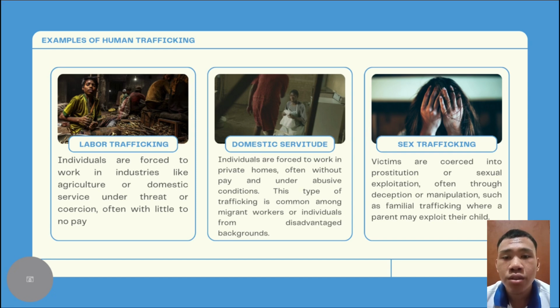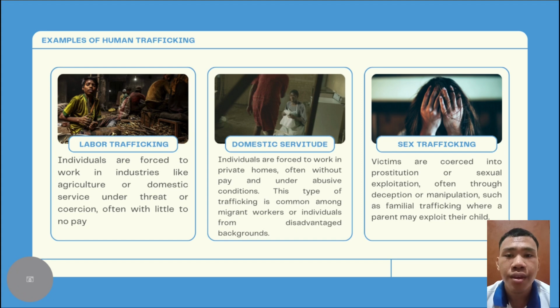Number 2. Domestic servitude. Individuals are forced to work in private homes, often without pay and under abusive conditions. This type of trafficking is common among migrant workers or individuals from disadvantaged backgrounds.